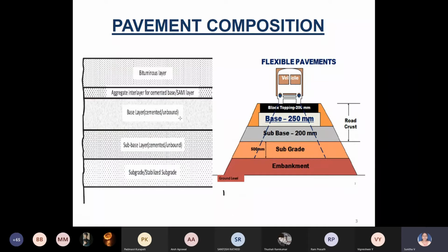So your pavement consists of subgrade or stabilized subgrade, then sub-base. Again in sub-base it can be cemented or unbound. Unbound means these are granular sub-base courses. It's not bonded, so the load transfer will be only through the point of contact of the aggregates, not through the bonding. If you have cement or concrete, the bonding matters.